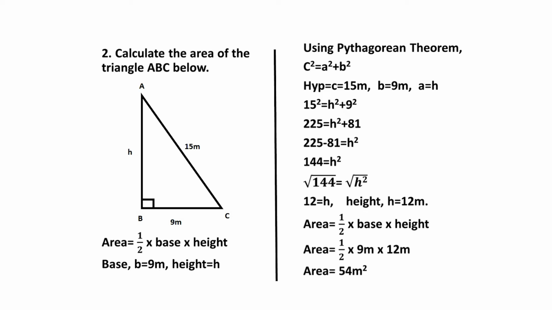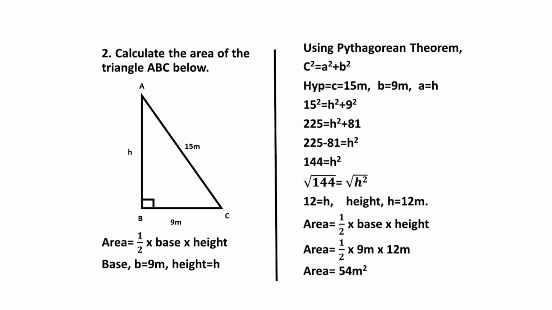The second question is a triangle ABC. You were asked to calculate the area of that triangle. And I believe you remember that the area of any given triangle can be calculated using half of the base times the height. Half base times height.